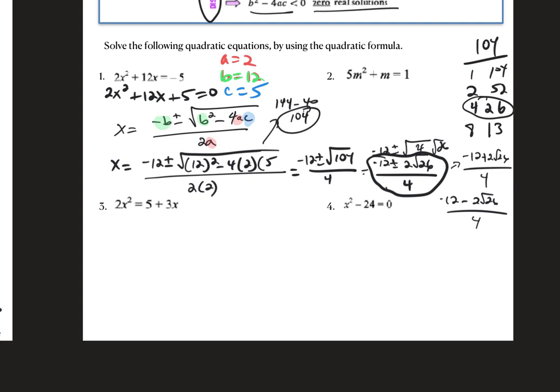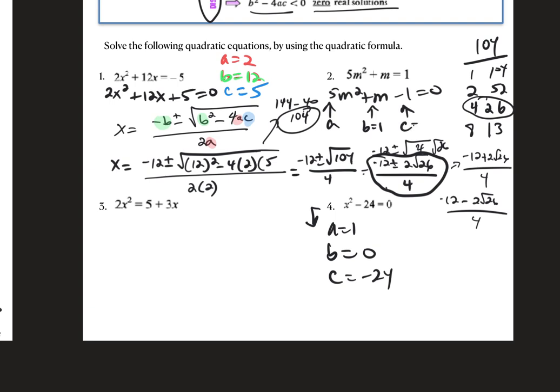For number 4, I'm just looking at this. The A is 1. There is no B term. There's no X term, so I'm going to put a 0. C is negative 24. All you're doing every single time is plugging these numbers into the quadratic formula. It doesn't change. This one here, number 2, if I was going to go ahead and put this in, this is my A, my B is 1, and my C is negative 1.